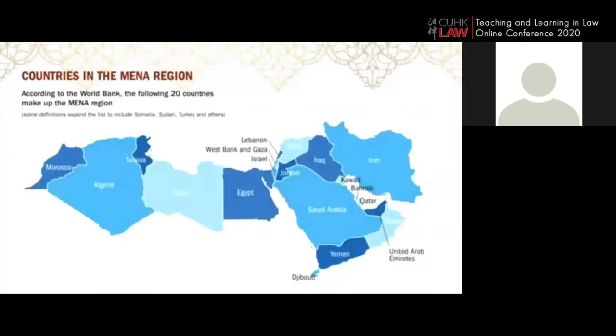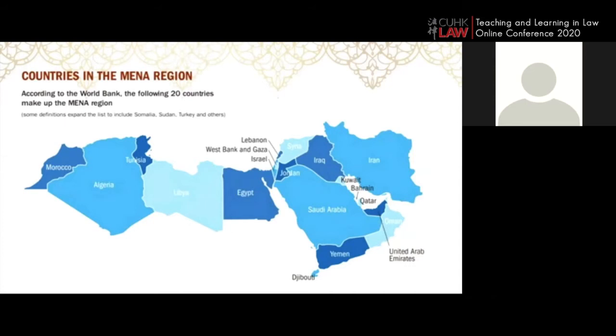Now, I argue that women, peace, and security is relevant and should be taught in MENA law schools and the MENA law curriculum for a variety of reasons. The first is that 18 MENA states are UN member states. So as UN member states, they're subject to the requirements of United Nations Security Council Resolution 1325 already, as well as the other 9 Security Council resolutions dealing with women, peace, and security.